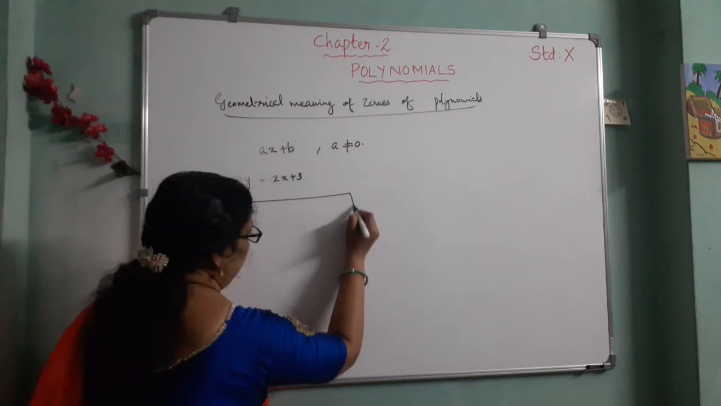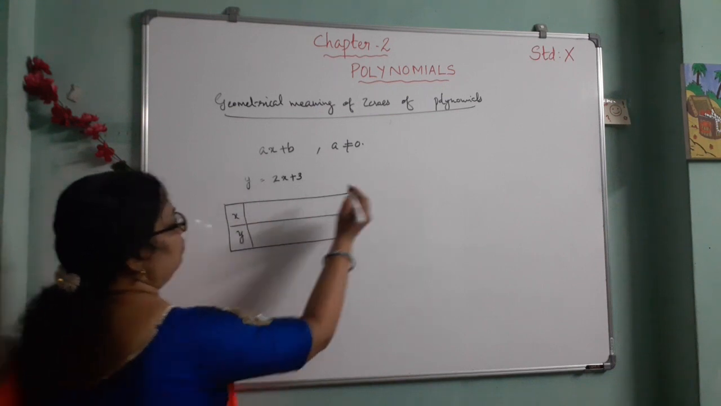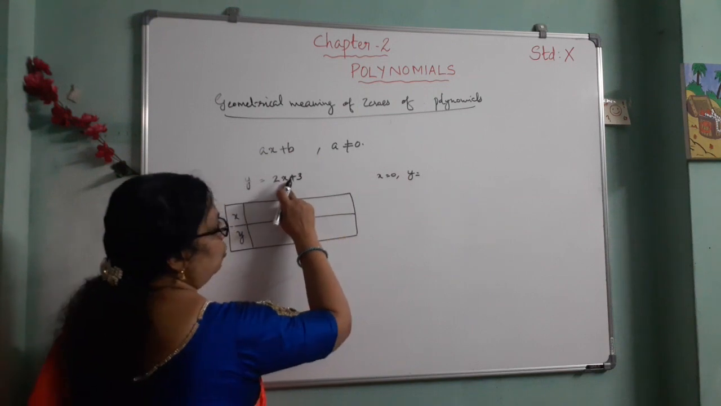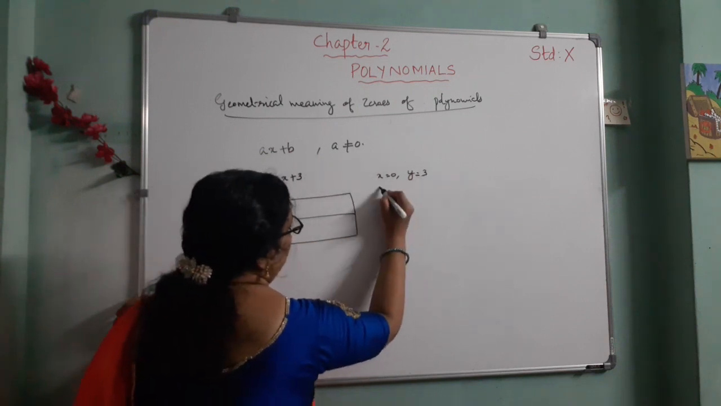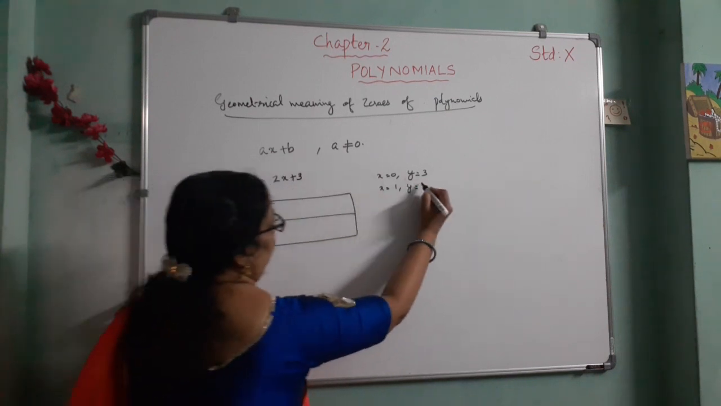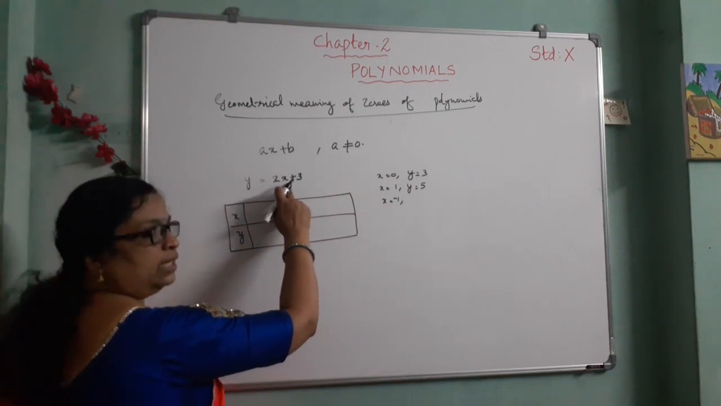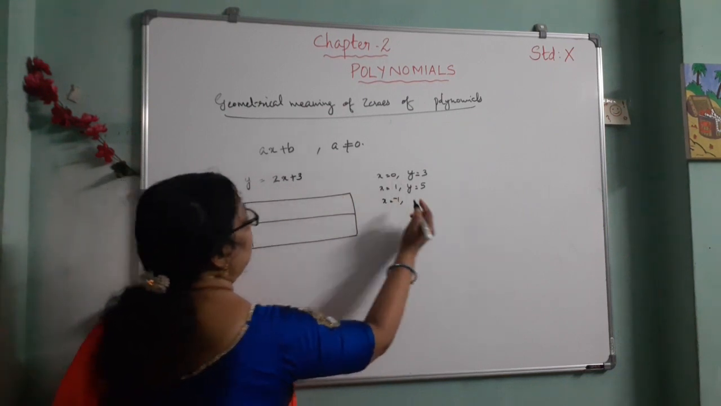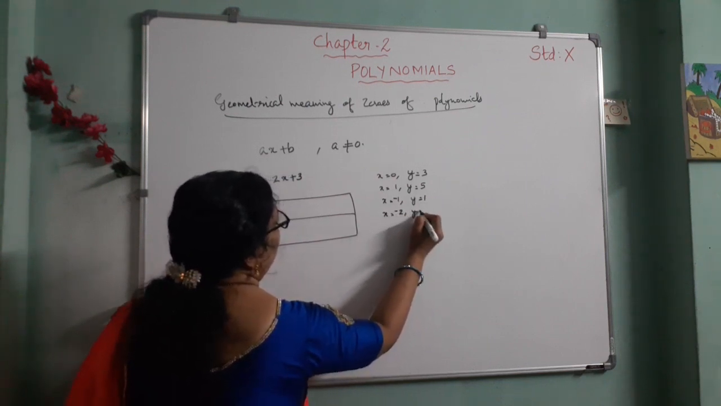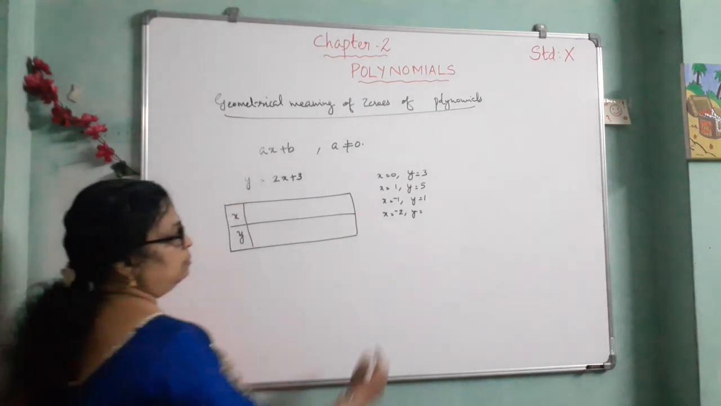First we find some points, putting x values and getting y values. If x equal to 0, y is equal to 2 into 0, 0 plus 3, 3. Then x equal to 1, y is equal to 2 into 1, 2 plus 3, 5. Then x equal to minus 1, y is equal to 2 into minus 1, that is minus 2 plus 3, that is 1. Then x equal to minus 2, y is equal to minus 4 plus 3, that is minus 1.